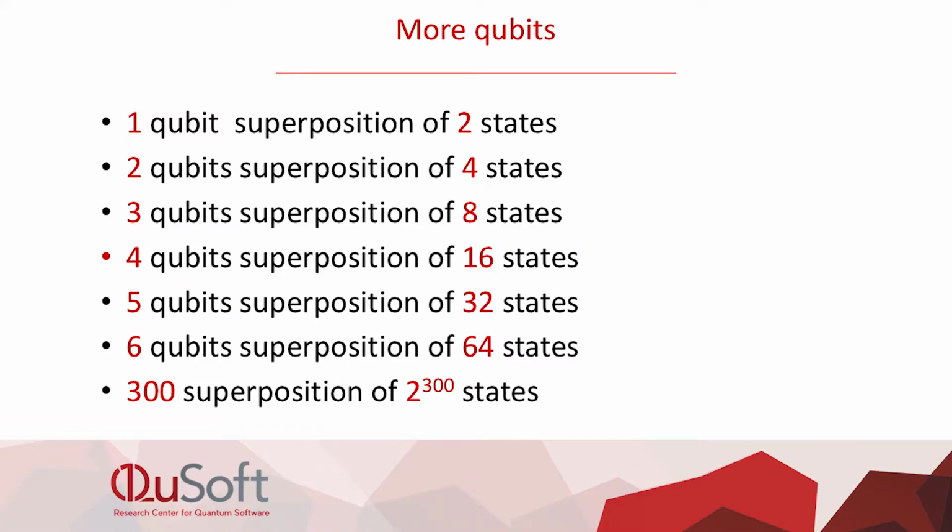And now, if you have one qubit, it can be in the superposition of two states, and every qubit you add, you double the number of states that this qubit system can be in superposition of. And so we again see this nice exponentiation, and with a mere 300 qubits, you can be in a superposition of 2 to the 300 states.